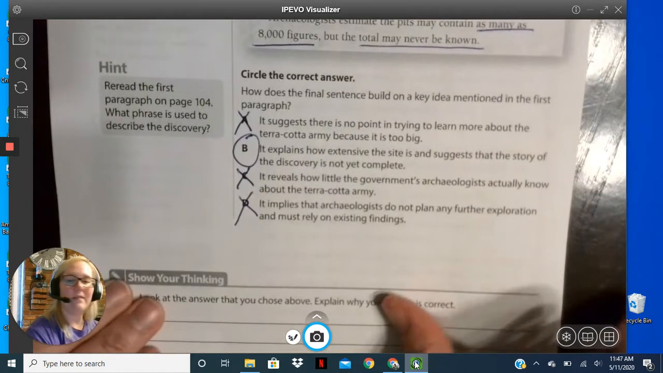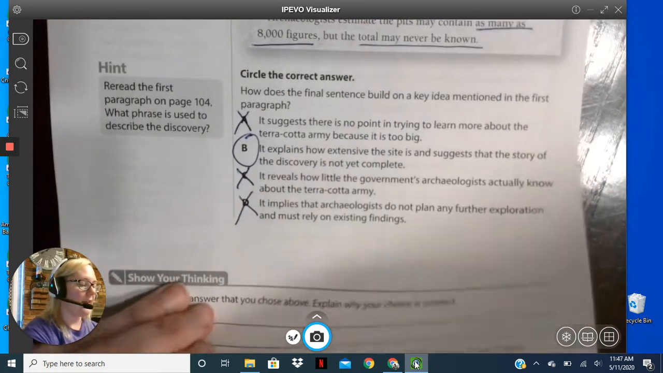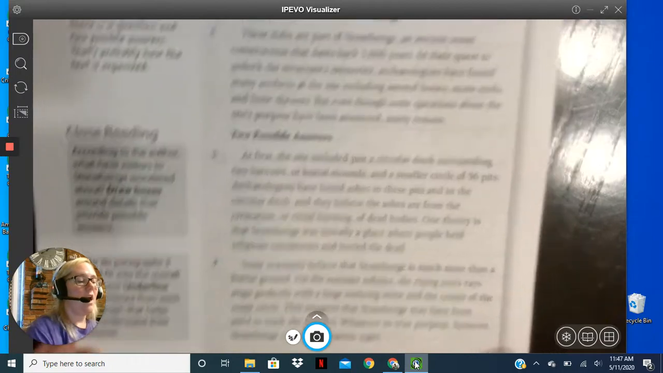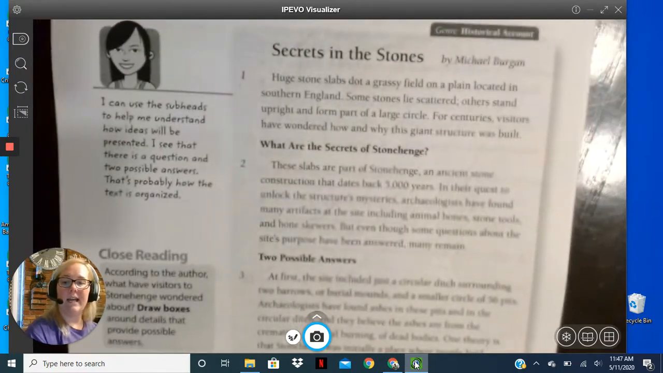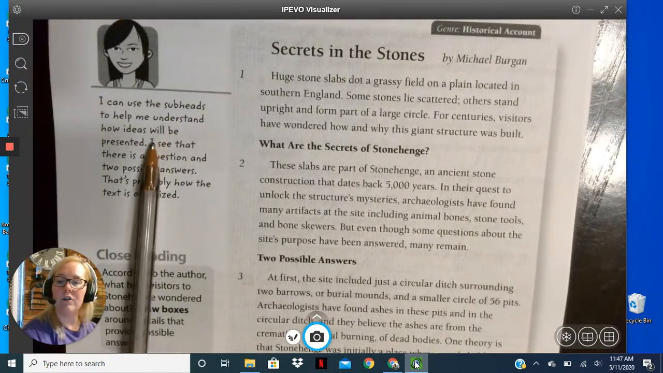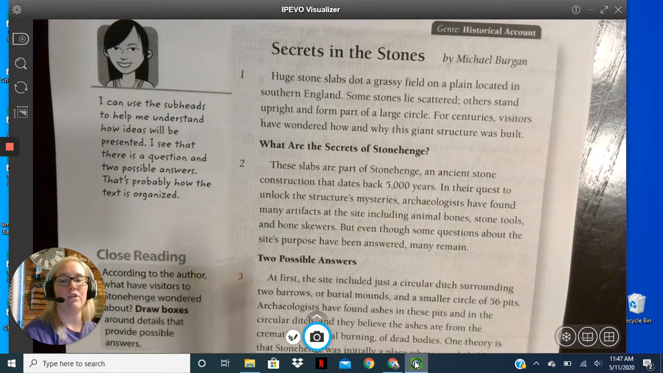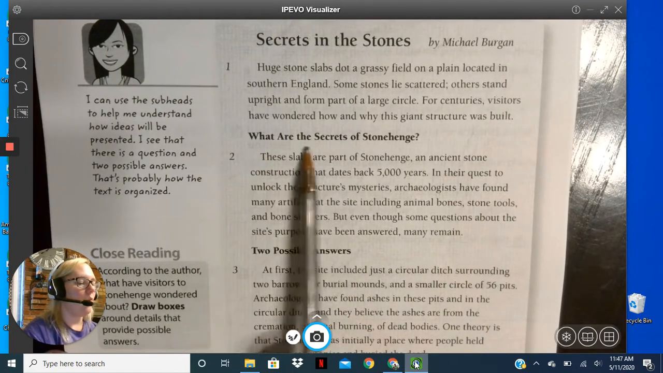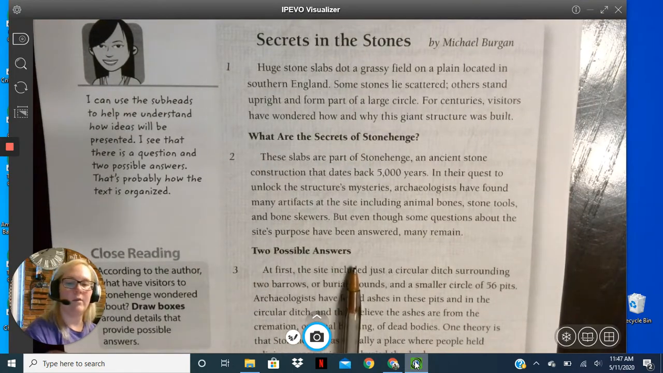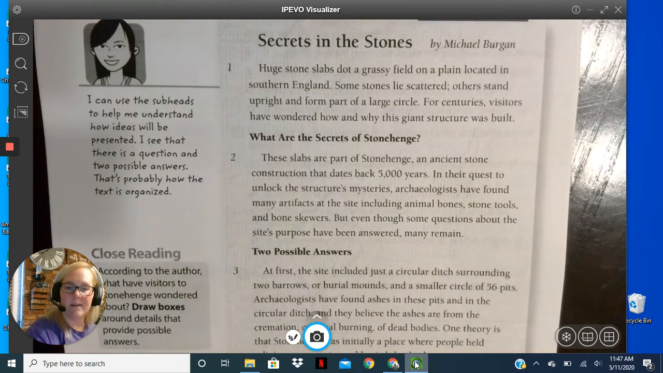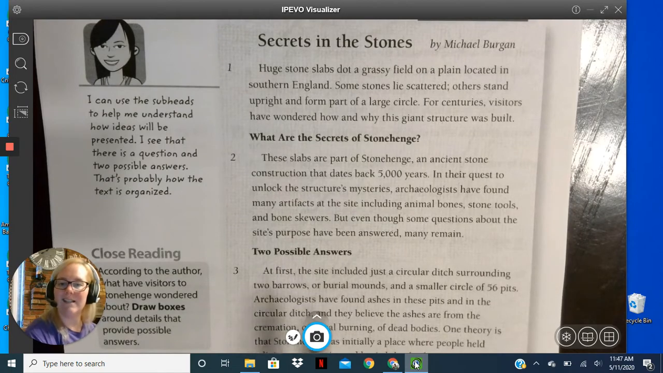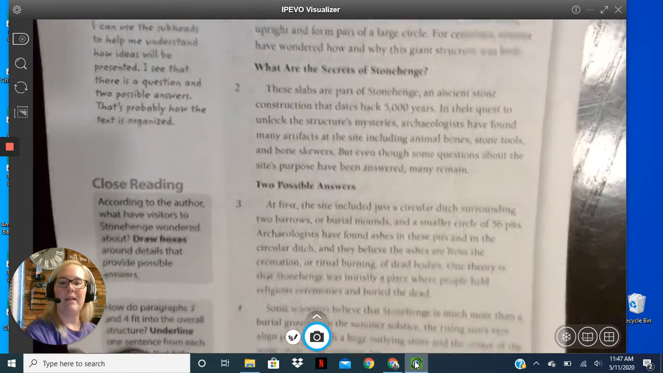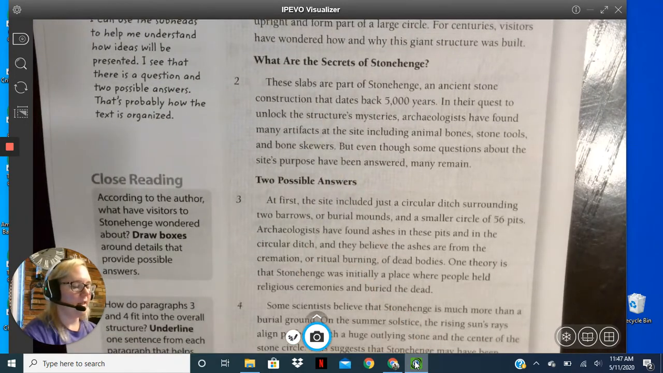Okay, so that's what you're going to be doing on your own for the assignment for Monday. Secrets in the Stones is your story, and it says, I can use subheads to help me understand how ideas will be presented. I see that there is a question and 2 possible answers. So if you look at the subheading, what are the secrets of Stonehenge? And then 2 possible answers. It really helps you know how this is organized. Remember what I told you, this is like medium, easy text. It gives you clues to whenever changes are happening. So those can help you out.